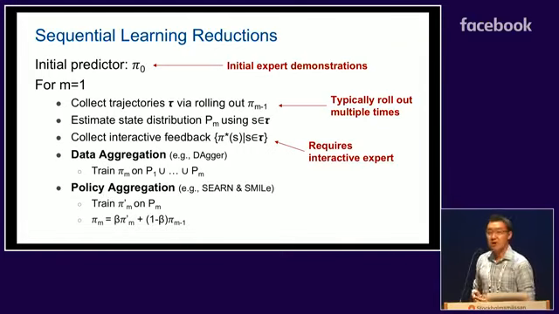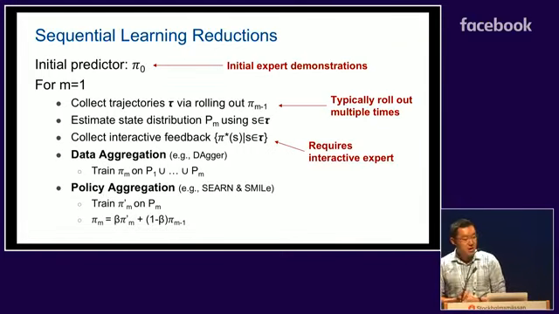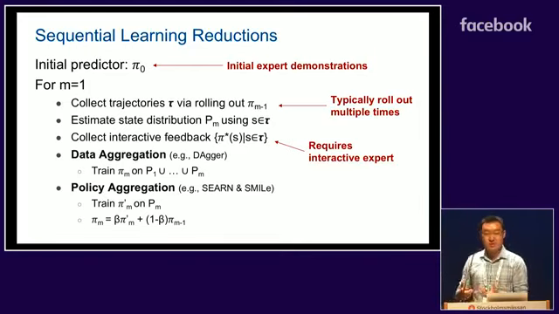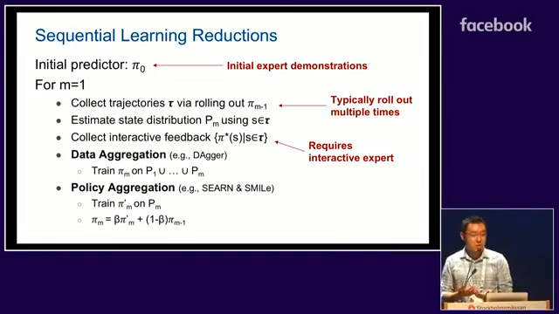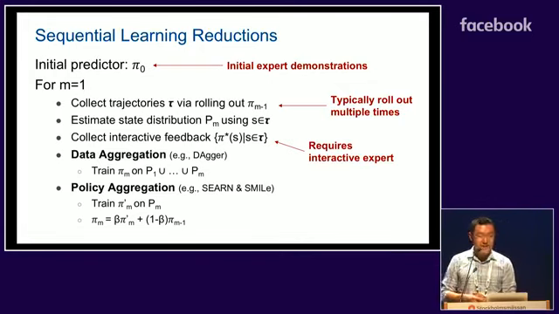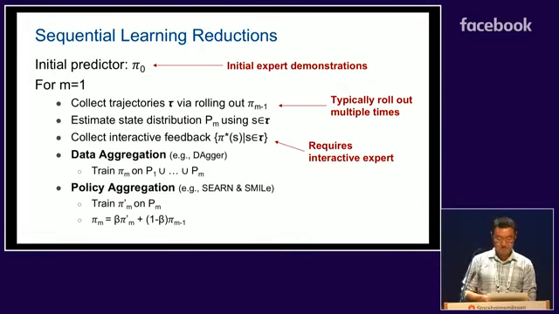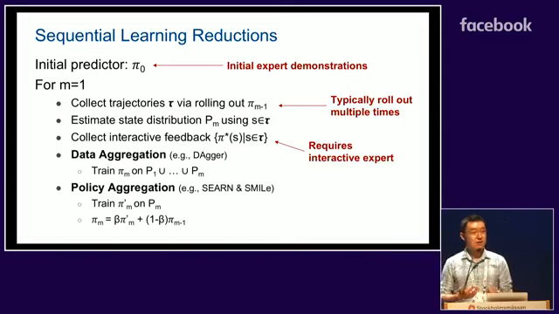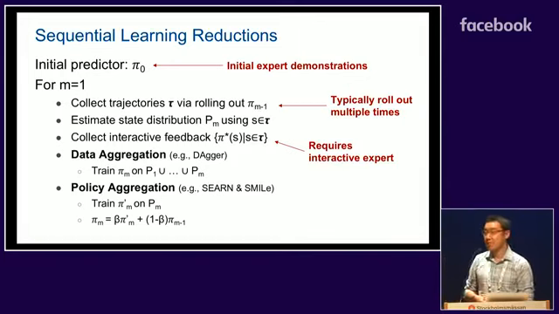Another idea is called policy aggregation. What policy aggregation does is it trains an intermediate policy, pi prime sub m, on only the current distribution of states and mistakes. And after it trains pi prime sub m, it blends pi prime sub m with all the previous pi primes, which is the last bullet point on this slide. This blending is geometric, and we obtain our new pi sub m by blending all the pi primes. So that's called policy aggregation.